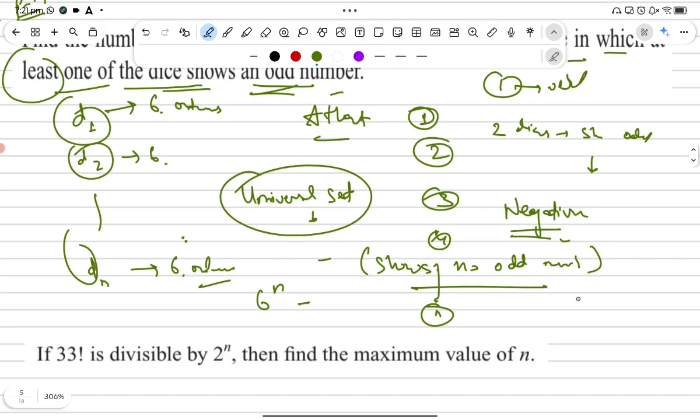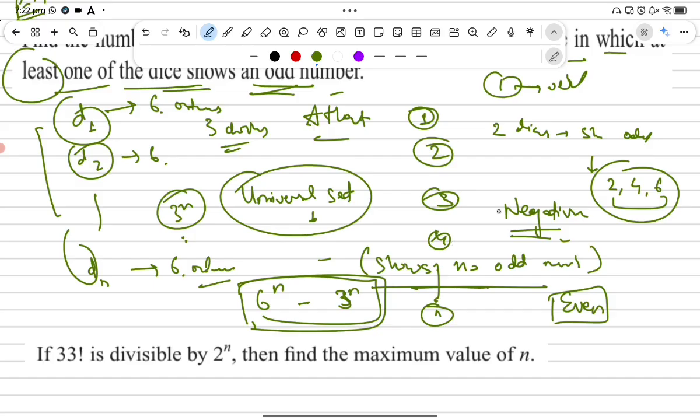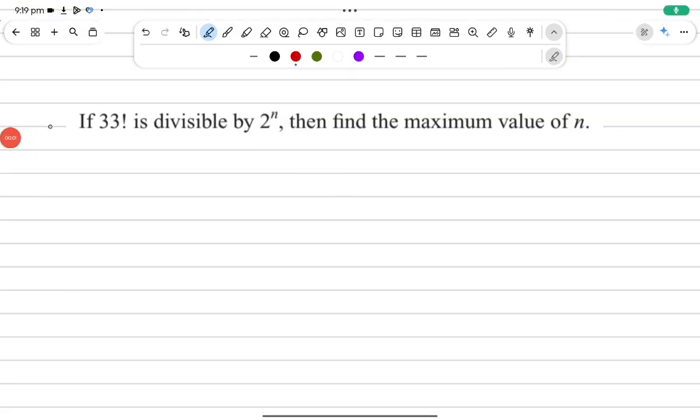That means it's all even, right? Now, when you throw a die, the even outcomes are 2, 4, and 6. There are 3. So now you don't have to choose the odd ones. You have to choose from only these 3. So each of the n dice now has three possible choices to make. That would be 3 to the power n now. So we have to subtract this thing. This is the answer for you. I hope you understood negation. We have done a problem on negation in the previous episode as well. Anyways. Alright, so problem 8 for today.